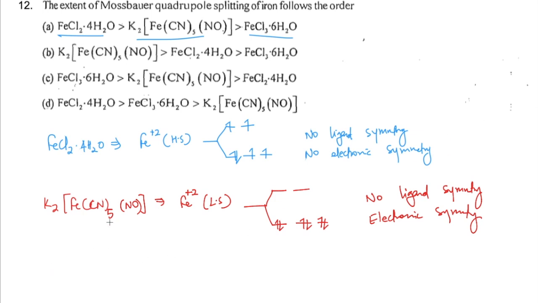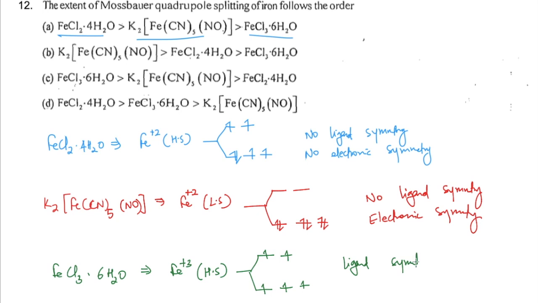The third one is FeCl3.6H2O. It's going to be octahedral. The other three chlorides will be present as water of crystallization. So iron here is in +3 oxidation state. It's going to be a high spin complex. Once you fill this, this is how you fill these 5 electrons. It's a high spin complex of iron, and here you can see that the ligands are also symmetrical. You get ligand symmetry, plus you have electronic symmetry. Both are there.